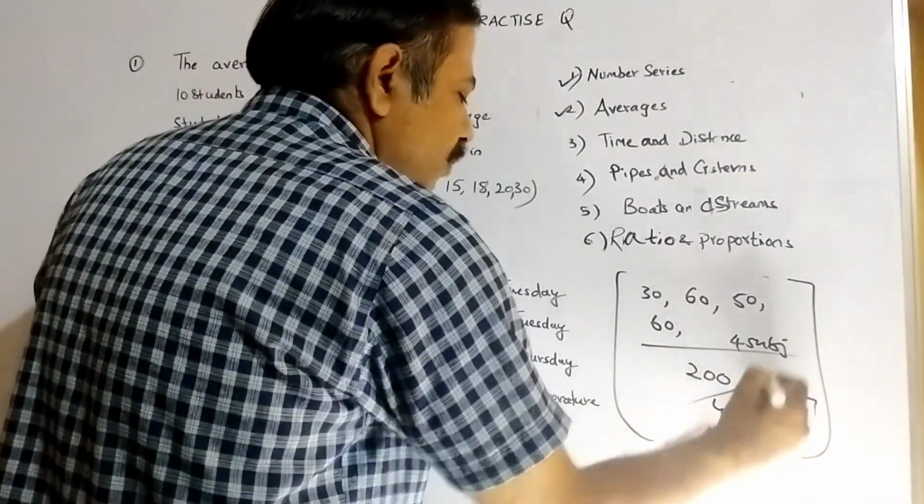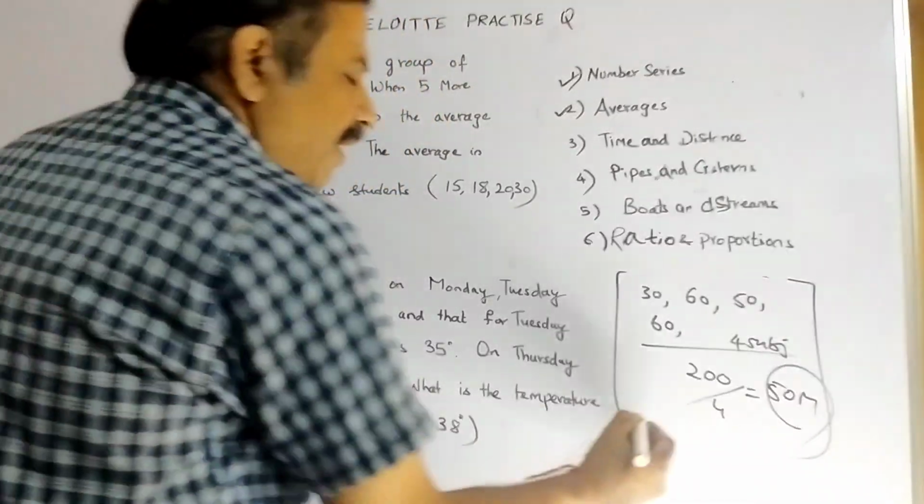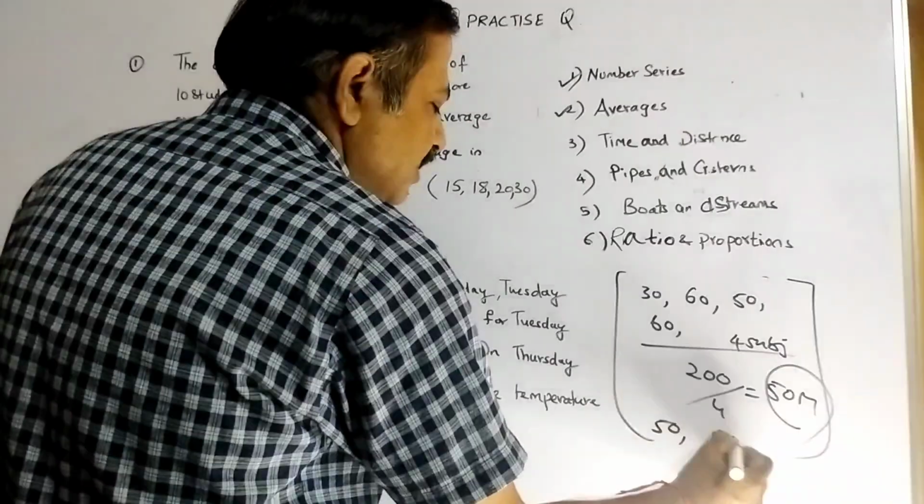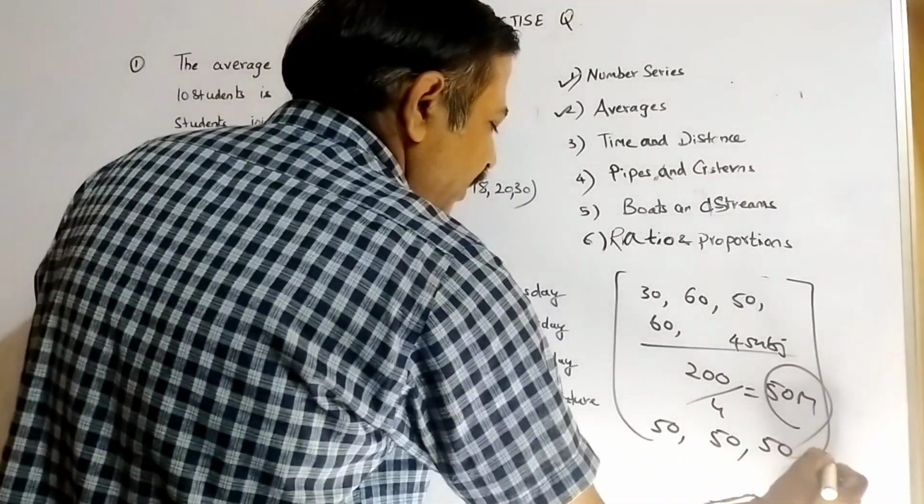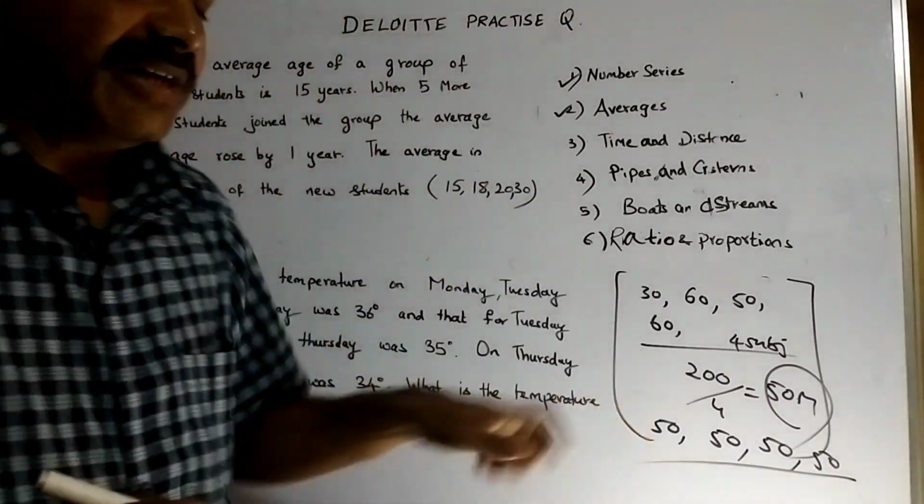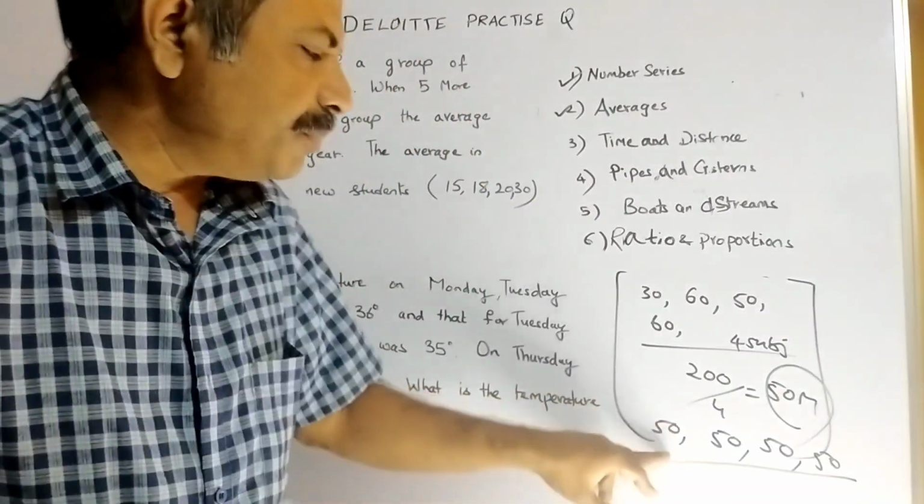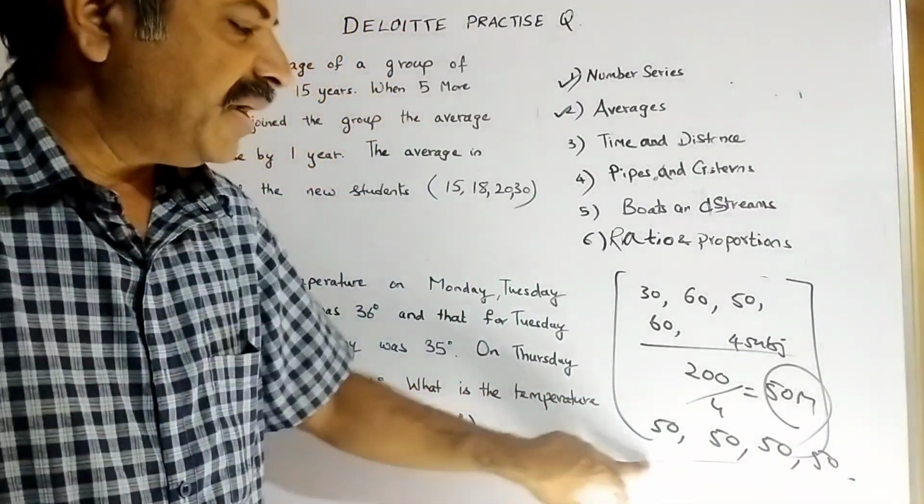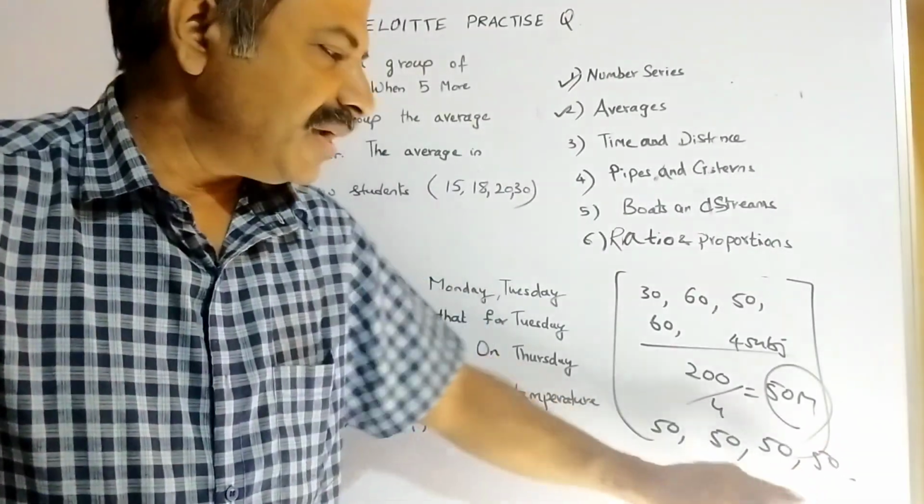That means 50 marks. What is the meaning of it? Do you know, dear students? In the first subject he got 50, second subject 50, third subject 50, fourth subject 50 on an average. So average means making all equal, making everything equal. That is called average.